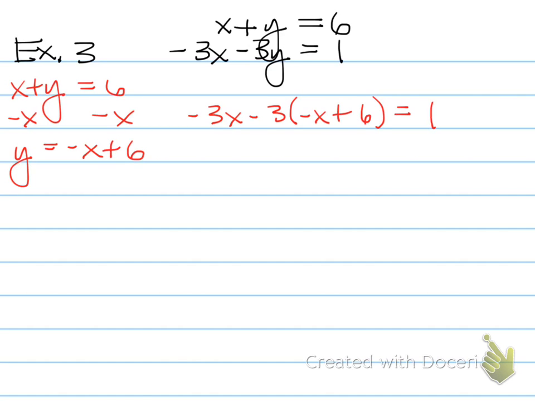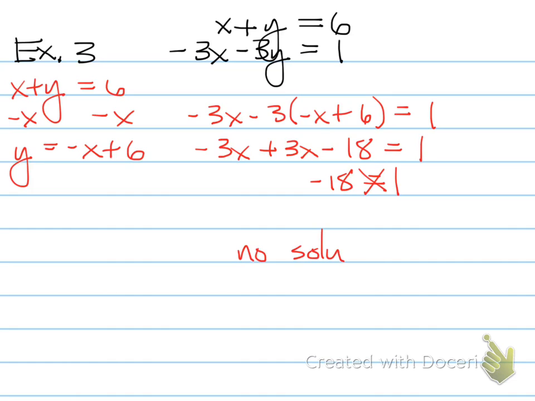That'll look like this. Distribute the negative 3. Combine the like terms on the left side. When I combine the like terms on the left side, I get negative 18 equals 1, which is false, since negative 18 does not equal 1. So there's no solution for this system. Both of these lines have the same slope, so they are parallel and will never intersect.